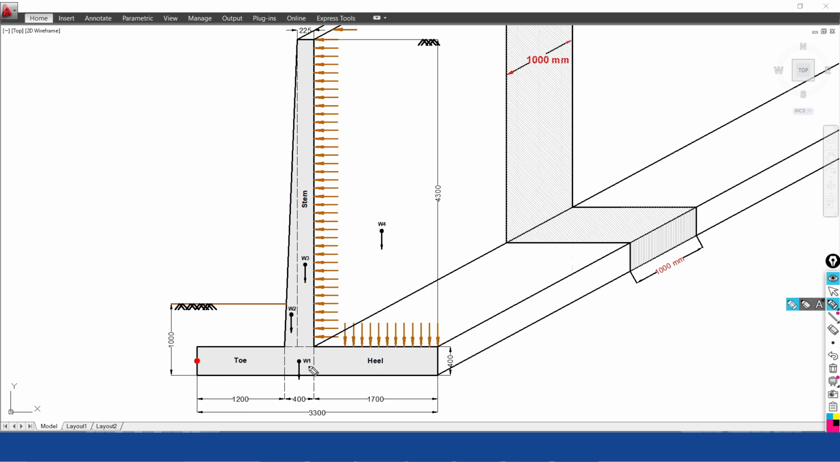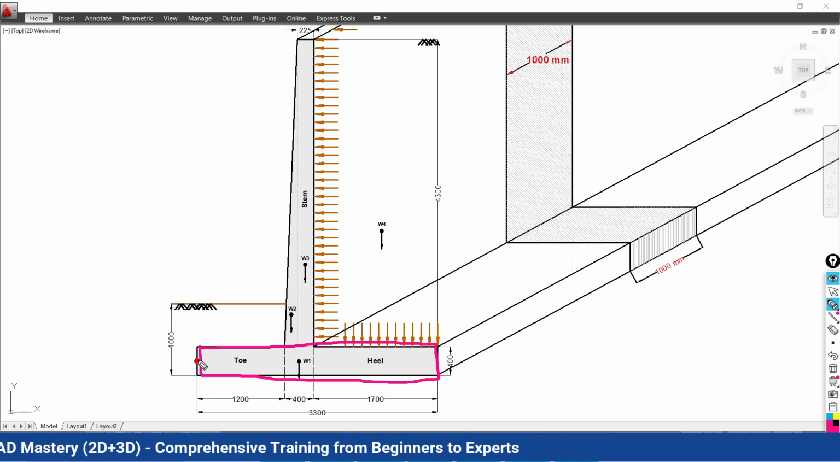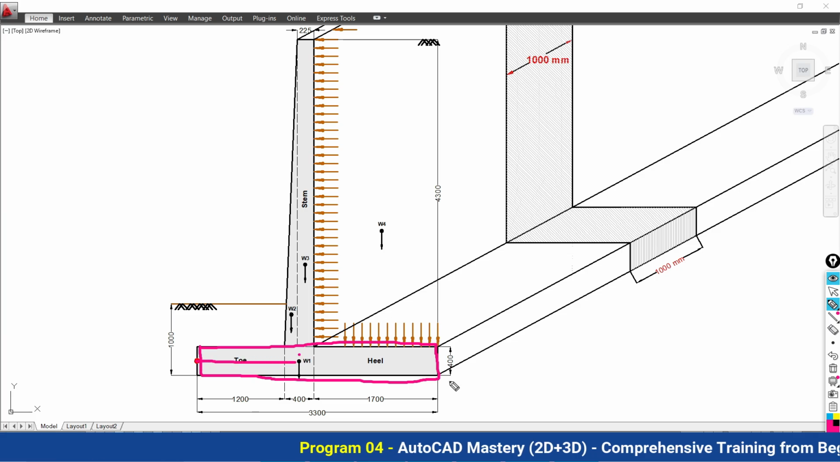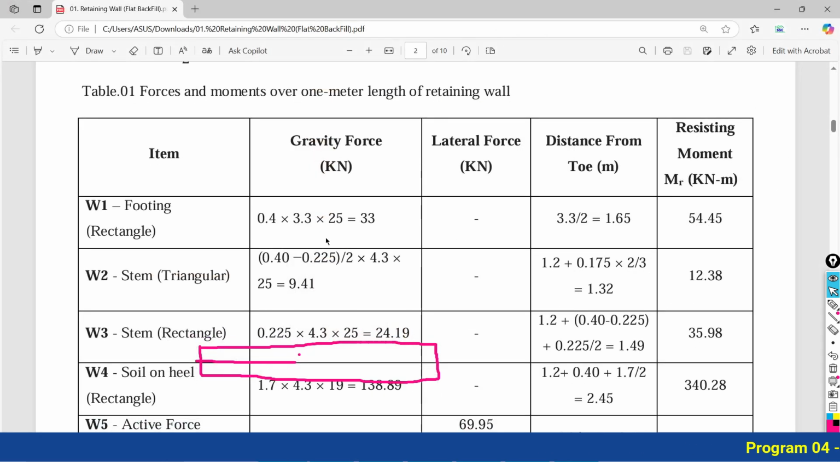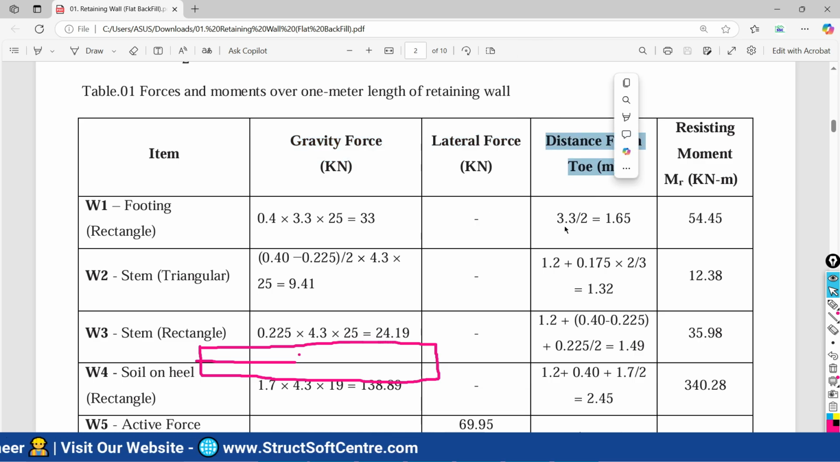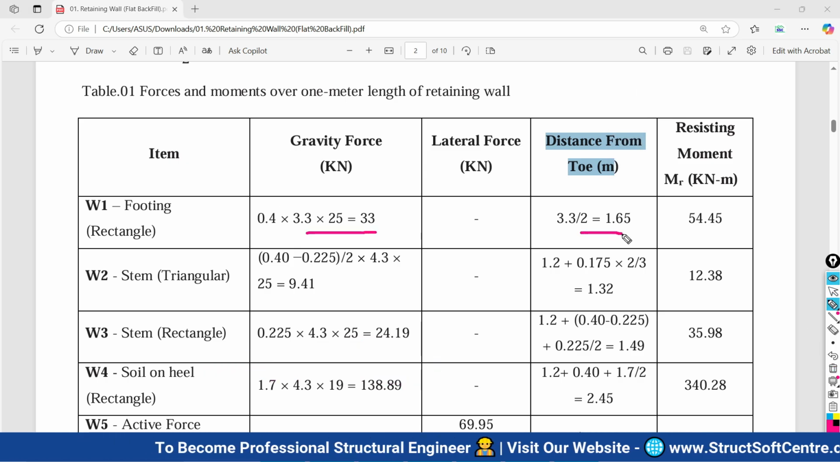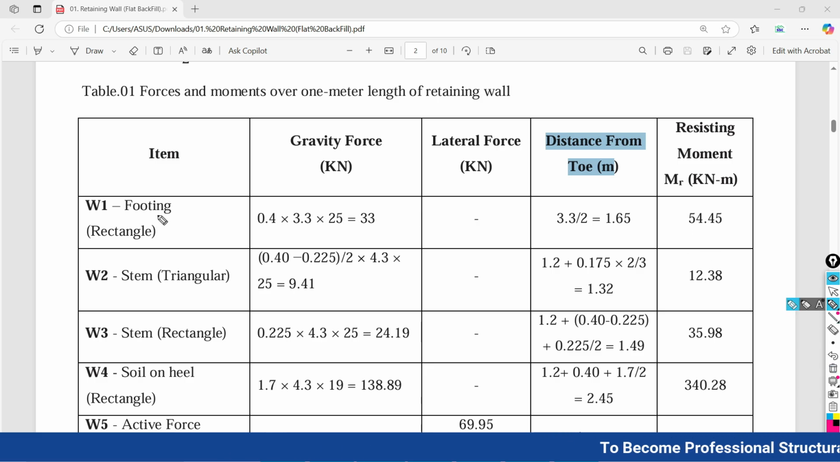Secondly, we have to calculate the centroid of this area, the base of this rectangular footing. The centroid of this area we are going to calculate from the reference of the toe. From the toe we are going to find the centroid of this base area. This calculation we are going to do in this table. So this is the gravity load we are going to calculate, the lateral force we will also calculate, and the distance from the toe we are going to calculate, and thereafter by multiplying the load with the distance we will get the moment.